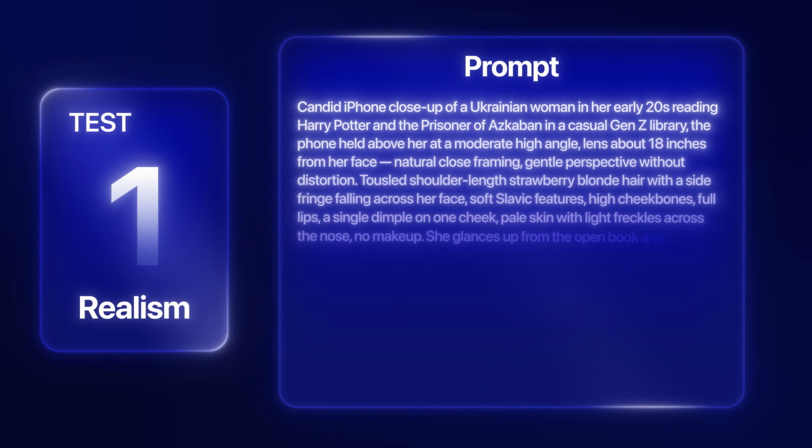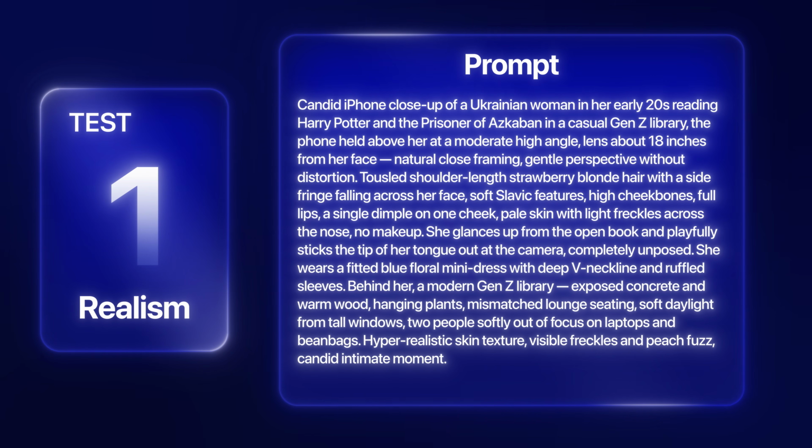For this test, I wanted a single person, a Ukrainian woman in her early 20s, reading a Harry Potter book, The Prisoner of Azkaban, in a casual Gen Z library. I made this prompt using the MD file, so we're adding in some details, like the phone taking a picture at a moderately high angle, about 18 inches away from her face, natural close framing, gentle perspective without distortion. And she is also being a bit cheeky, sticking out her tongue to the camera.